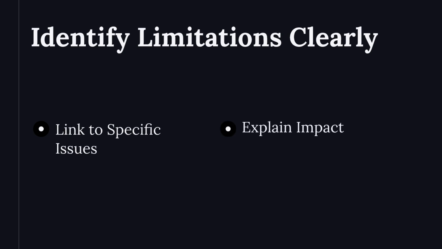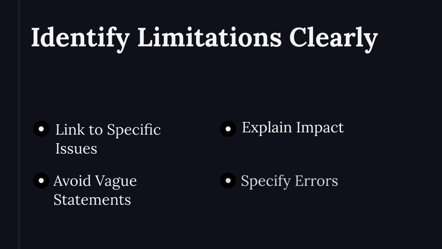A strong response identifies limitations and suggests improvements clearly. It links each improvement to a specific limitation and explains its impact. Avoid vague statements like, "there were some errors." Instead, specify errors like reaction time affecting precision. This demonstrates proper evaluation thinking.